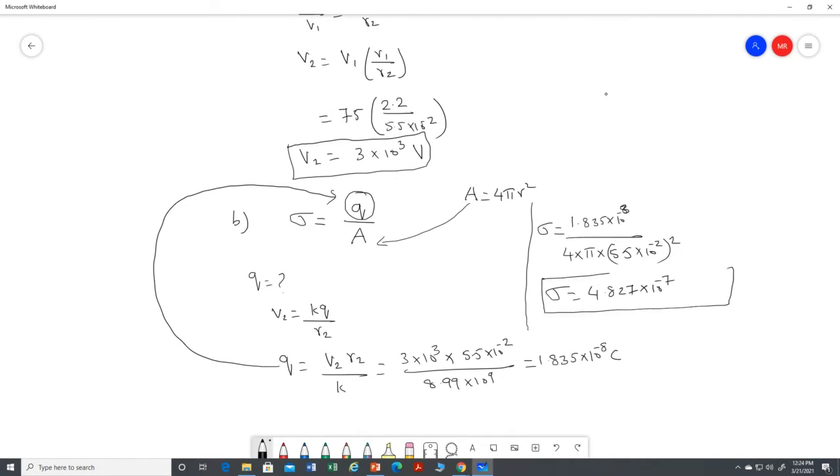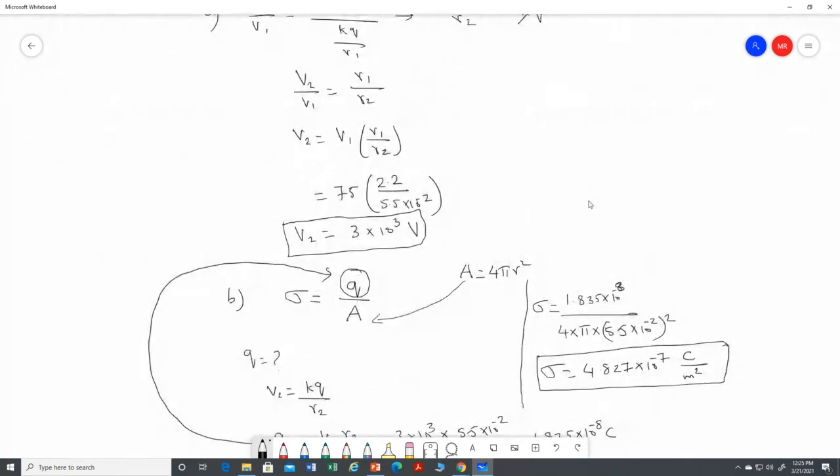Yes, doctor. Okay, what is the unit for the surface charge density? Q over A. What is the unit for charge? Coulomb. What is the unit for the area? Meter square. So this will be the answer for this question. Clear? Clear, my dear? Yes.